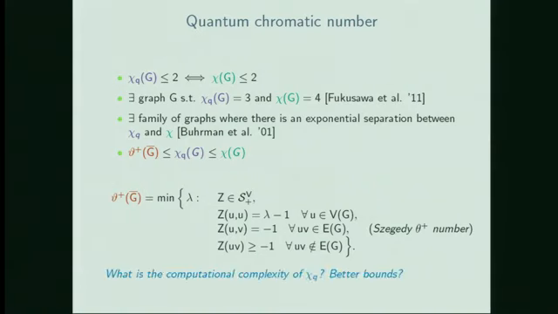So what's the question? All of this is part of the literature. What we would like to do is to say something about the computational complexity of this quantum parameter. Can we find better bounds?